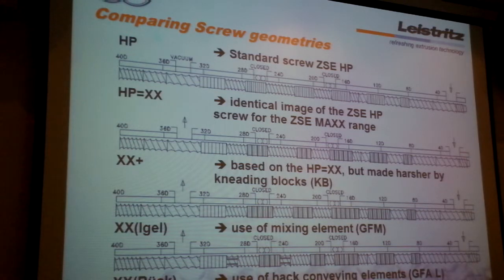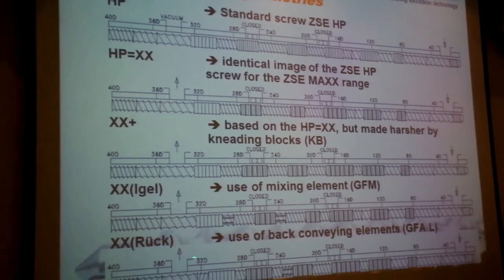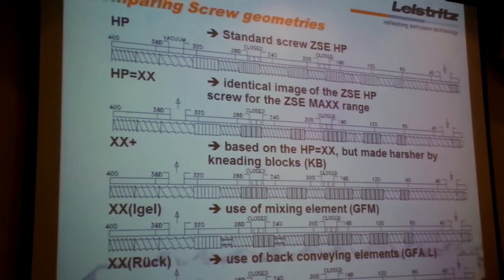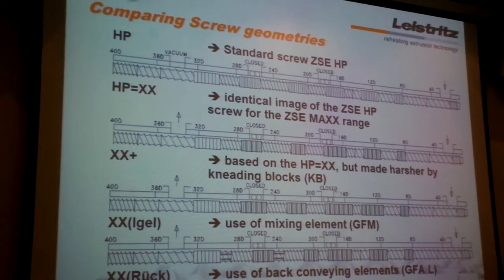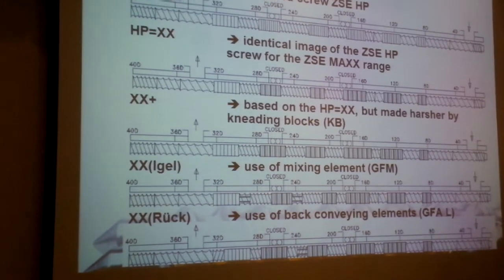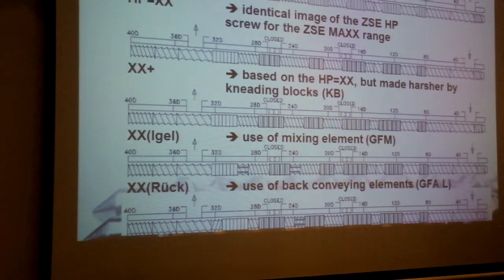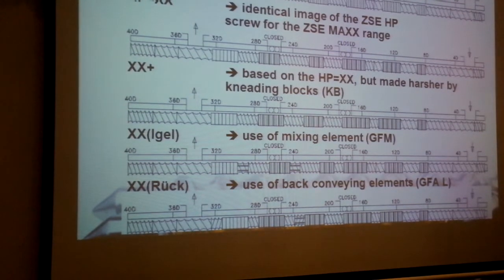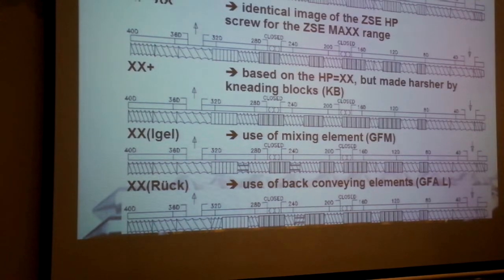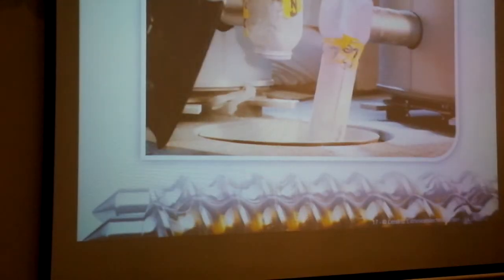And finally, we wanted to find out what happens if we also get a back conveying element into the screw, meaning it pushes the melt back and keeps the melt inside the kneading sections, meaning with that we have a very high energy input. And we try to compare all those various screw geometries via experiment, and I will show you a little film that explains this a little bit closer.